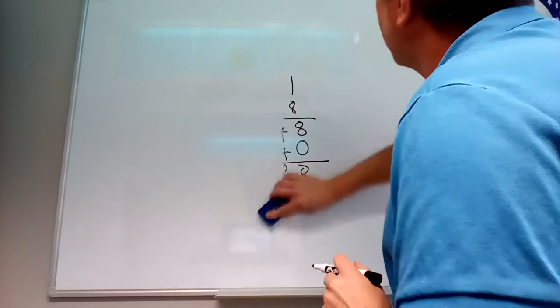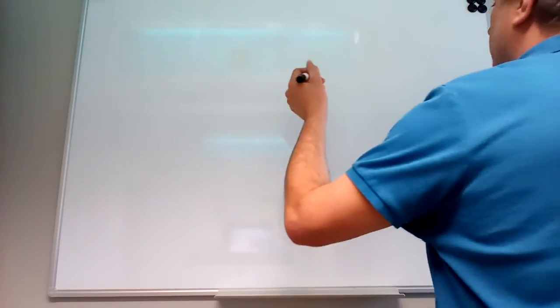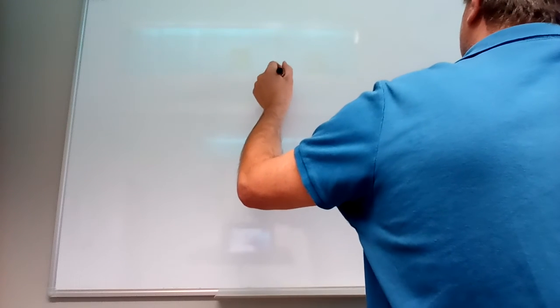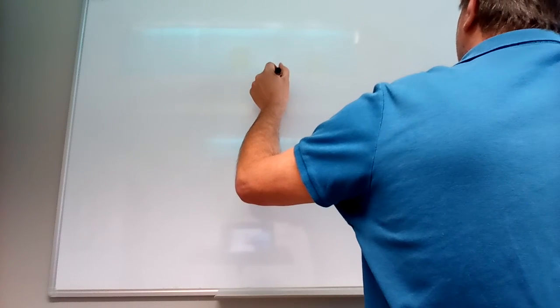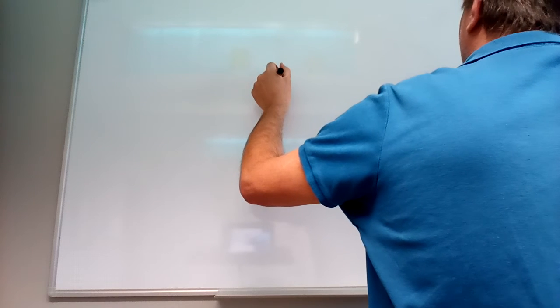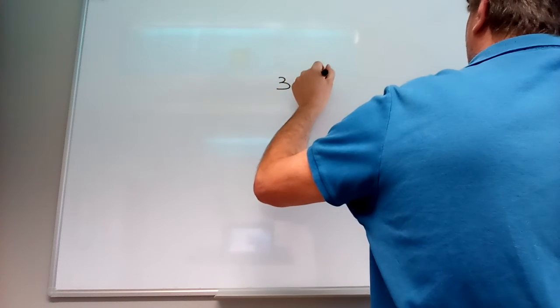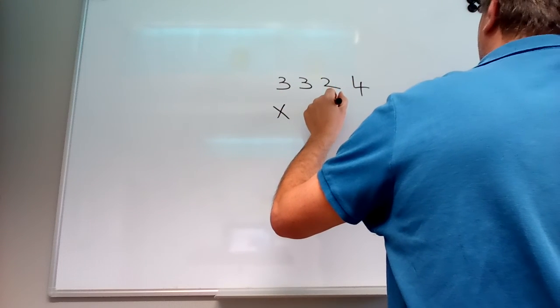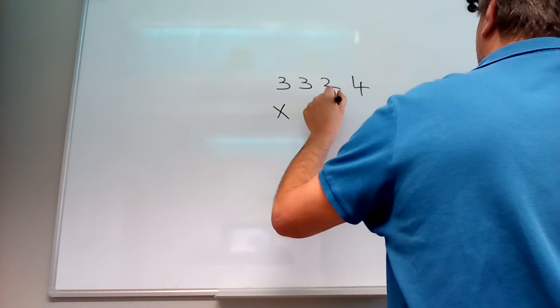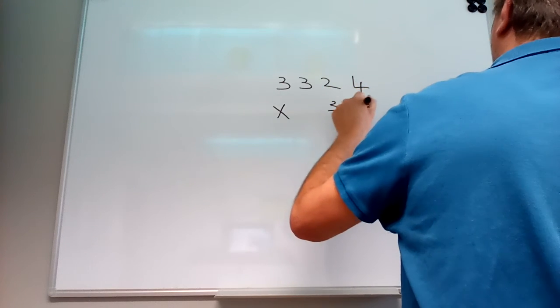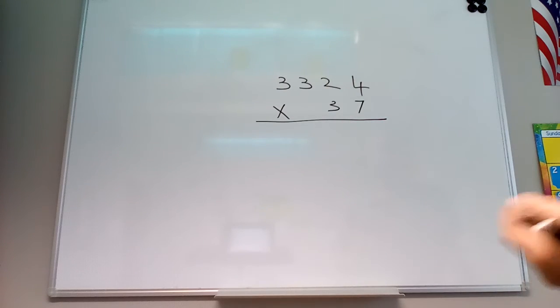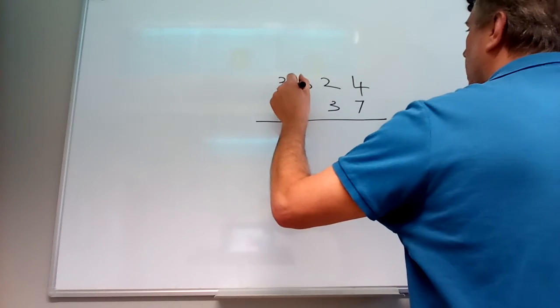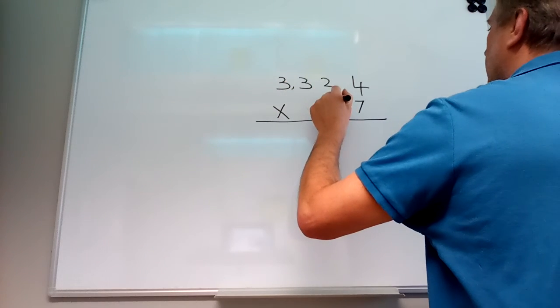All right, let's look at one more, and then you can practice some with them. We could have bigger numbers. Okay, so let's just try this big number here. We got 3,324 times 37.